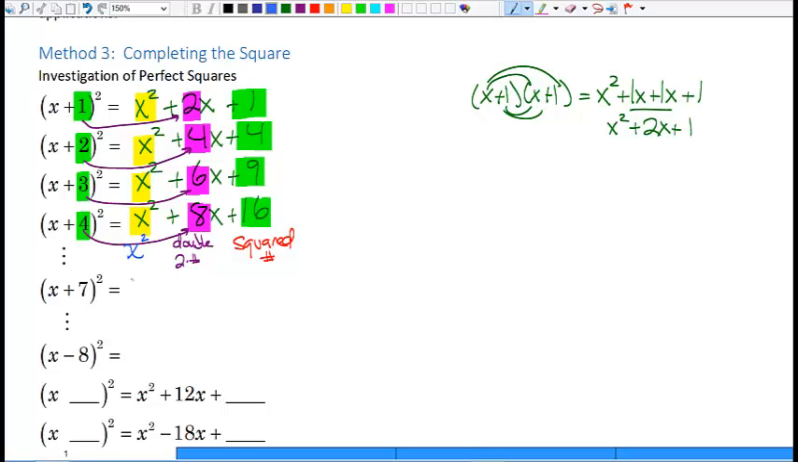The other thing that people will notice is that on the questions, it was always x plus or minus some number quantity squared. So what I want you to do is pause your video again and, using these little patterns that we came up with, see if you can get x plus 7 quantity squared and x minus 8 quantity squared by yourself.